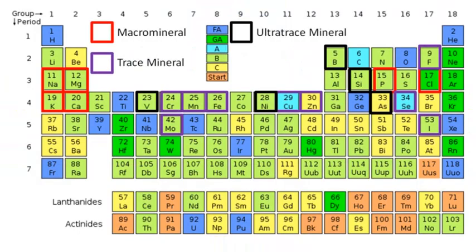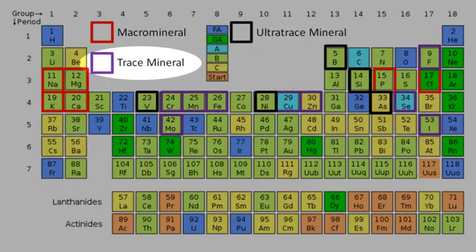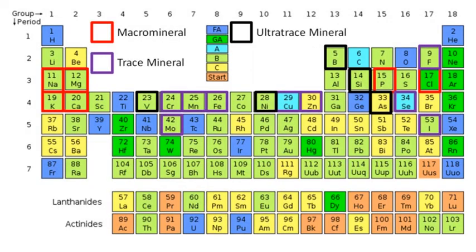Now here I have shown you a periodic table, and as you can see, some elements are highlighted in red, in violet or blue, and some with black color. The red colors are for the macro minerals, the violet or blue colors are for the trace minerals, and the black colors are for the ultra trace minerals. We have already learned what the essential, beneficial, trace and ultra trace elements or metal ions are, and this is just a recap of the same class.